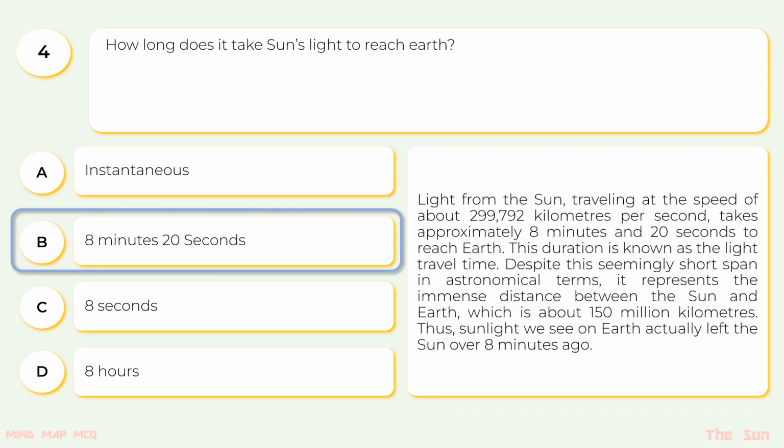Light from the sun, traveling at the speed of about 299,792 kilometers per second, takes approximately 8 minutes and 20 seconds to reach earth. This duration is known as the light travel time. Despite this seemingly short span in astronomical terms, it represents the immense distance between sun and earth, which is about 150 million kilometers. Thus, sunlight we see on earth actually left the sun over 8 minutes ago.